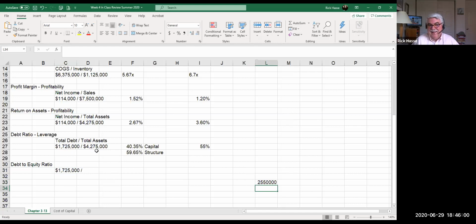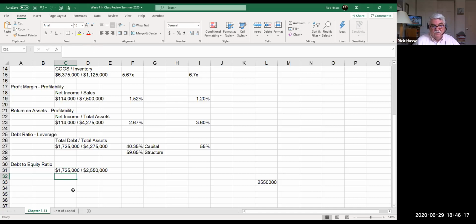$2,550,000. Again, if my assets total 4,275,000 and my debt is 1,725,000, my equity position has got to be the difference, or $2,550,000.